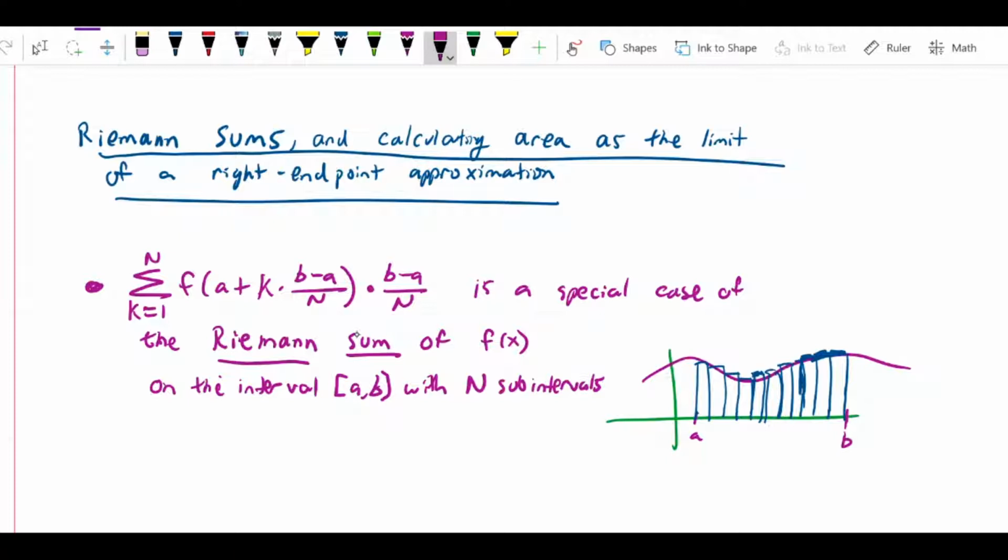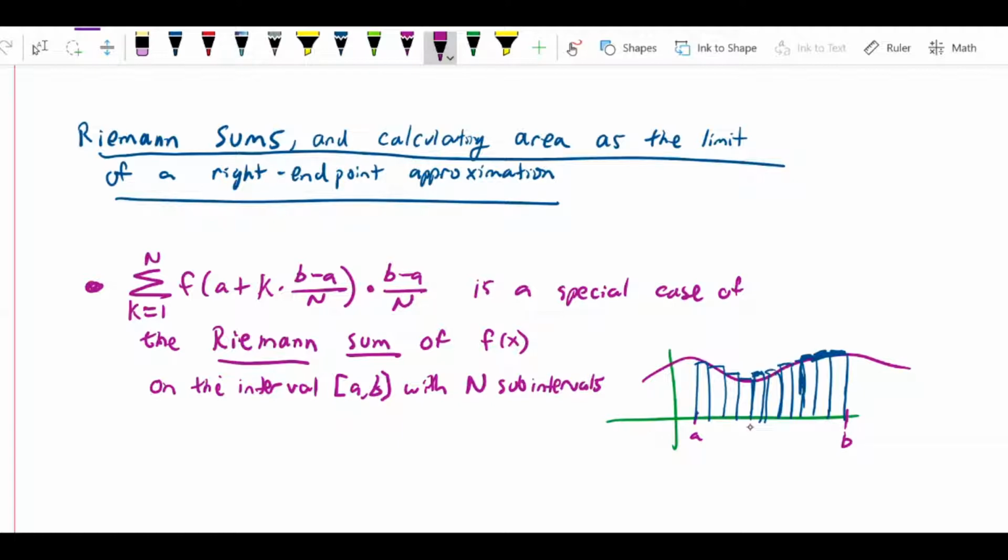The other generalization is that technically we can pick the height of the rectangle from anywhere in the interval. It doesn't have to be the right endpoint or the left endpoint or the highest or lowest point in the interval or the midpoint. It can be any point in the subinterval and it would still be a Riemann sum. So that's why we're talking about a very specific case of a Riemann sum. But in general, you should associate the phrase Riemann sum of f of x on the interval AB with n subintervals with this concept of a whole bunch of rectangles that are chosen in the way we've been talking about to approximate the area under a curve.